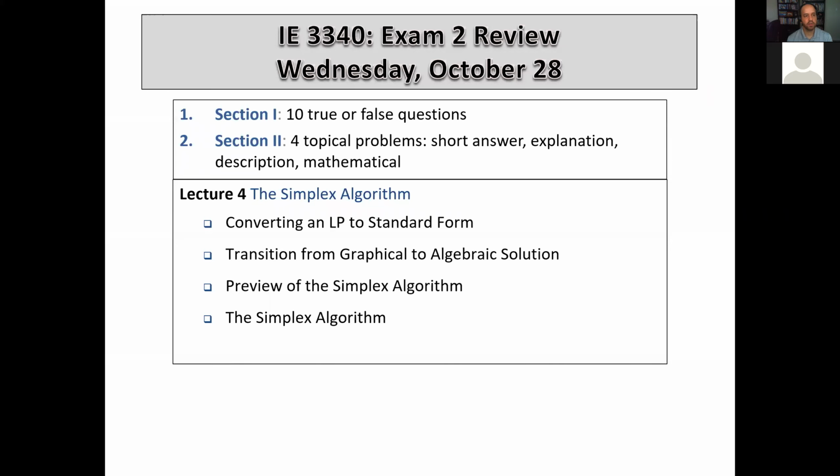In terms of the material that is going to be evaluated in this second exam, you have two sections. Let's talk about the format first. In section 1, you'll have 10 true or false questions. These are going to be questions on some of the concepts that we discussed in the second part of the class material. Those are going to be 2 points each, so a total of 20 points for the first section.